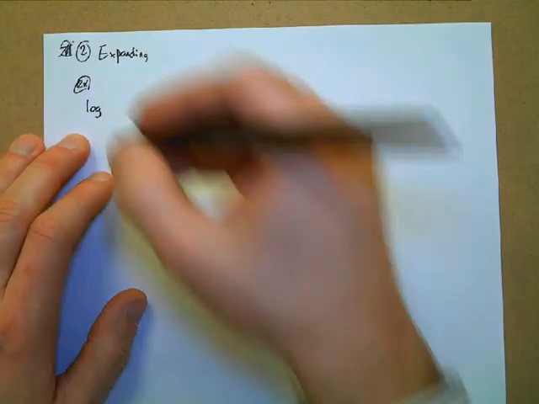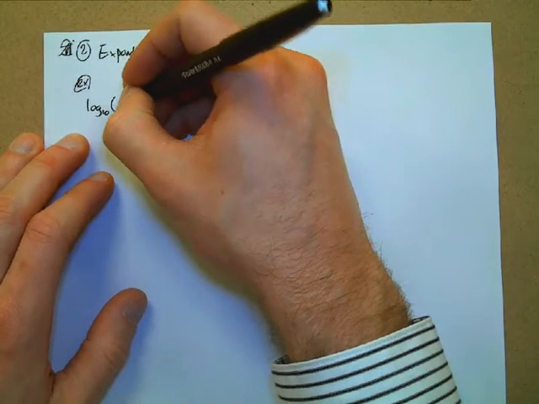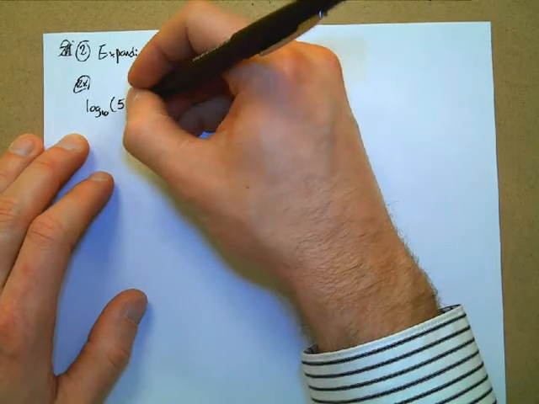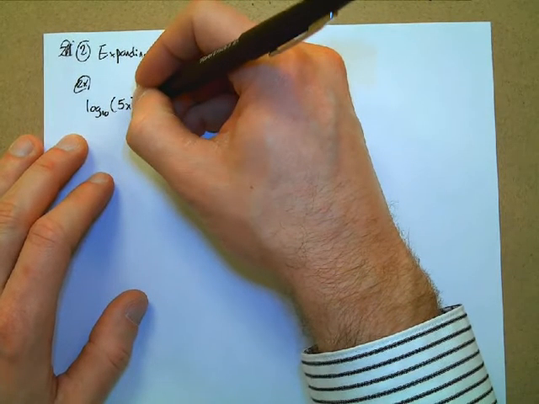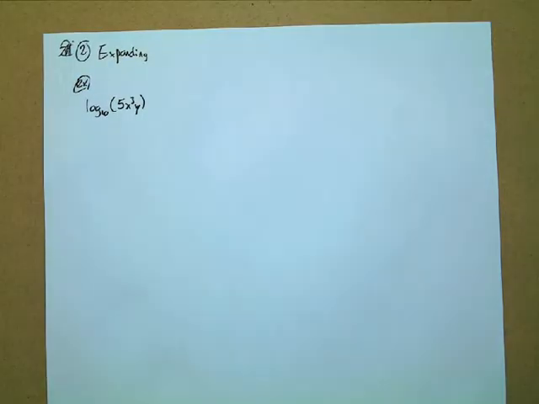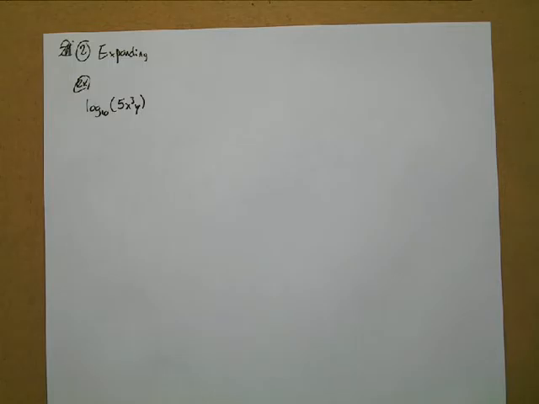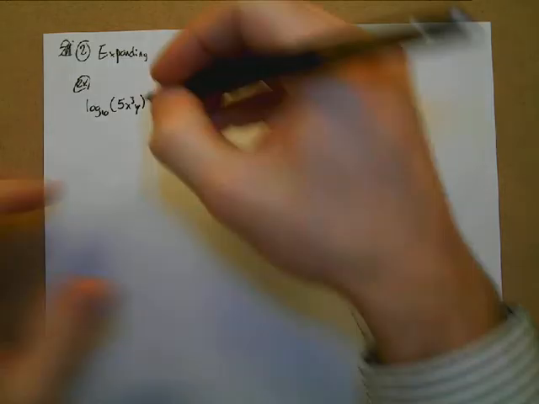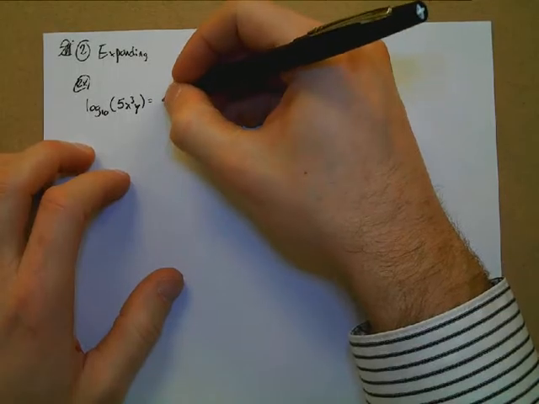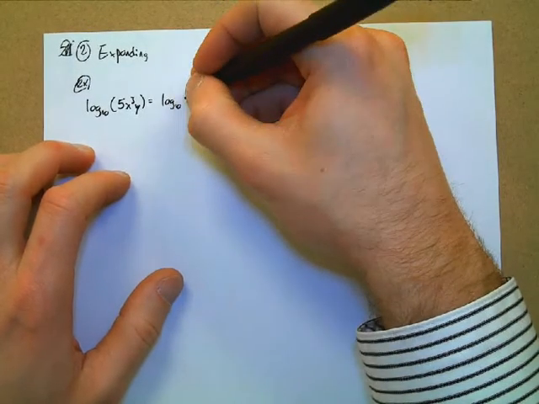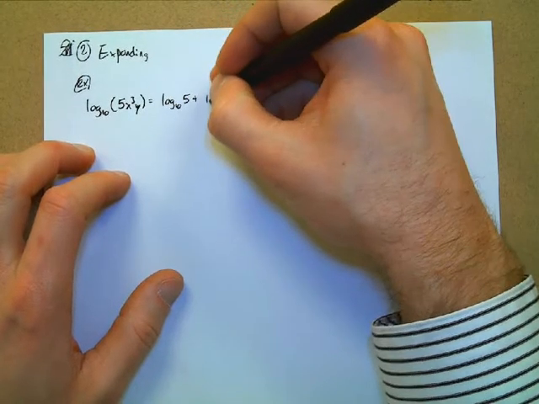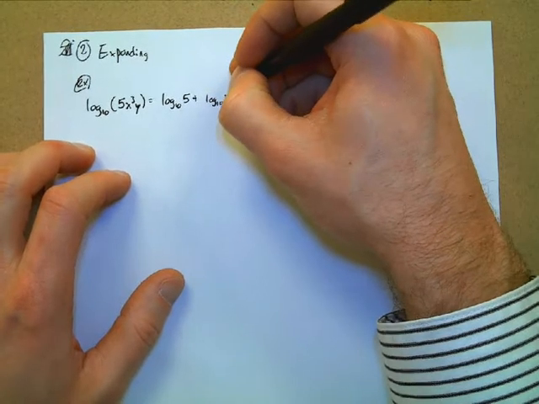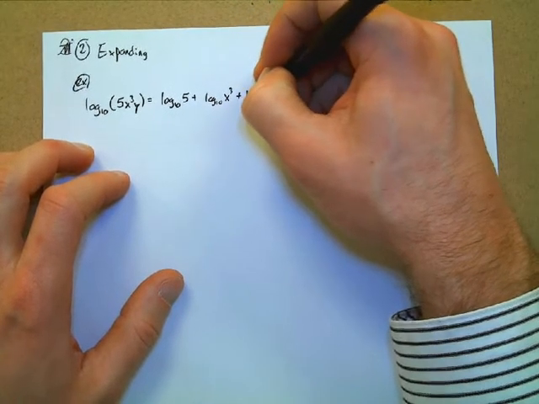5x cubed y. You can see we have a product of three things, and so we can make it a sum of those three things. Log base 10 of 5 plus log base 10 of x cubed plus log base 10 of y. You just break up the product there.